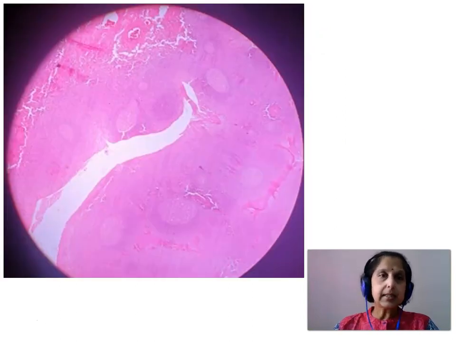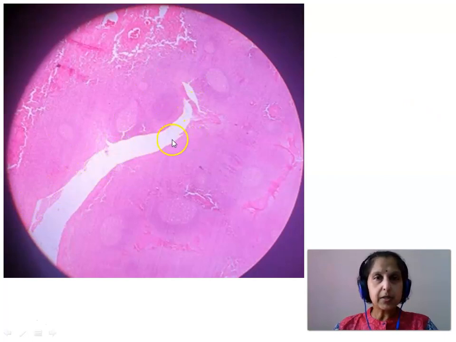This here is a low power view of the palatine tonsil. What we see here is a tonsillar crypt, which is lined by stratified squamous non-keratinized epithelium, and just beneath the lining epithelium we see lymphoid aggregations, dense aggregations of lymphoid tissue with germinal centers.